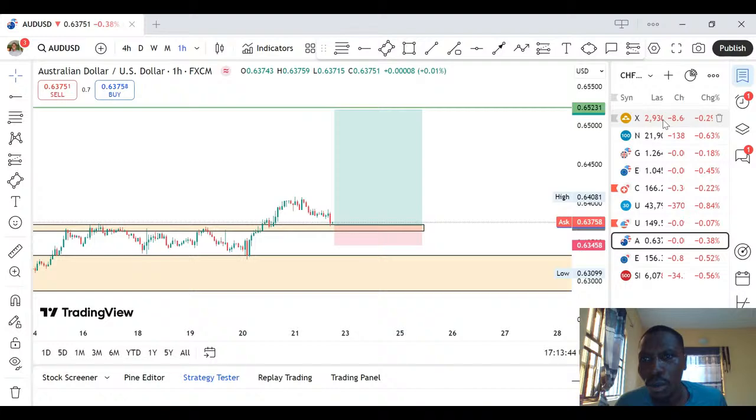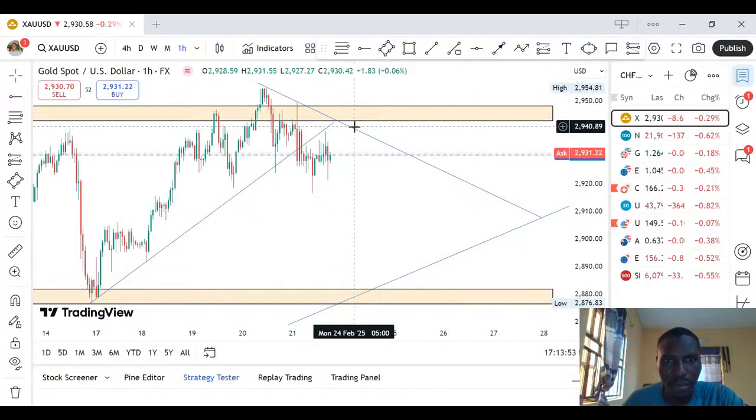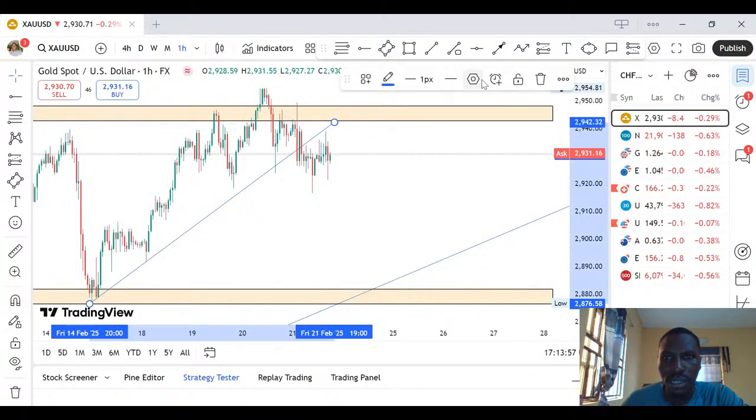Then we say gold. Gold has been showing something. You can see, let me take all this out so it could be clear. I'll take it from the daily. Let me take this out.